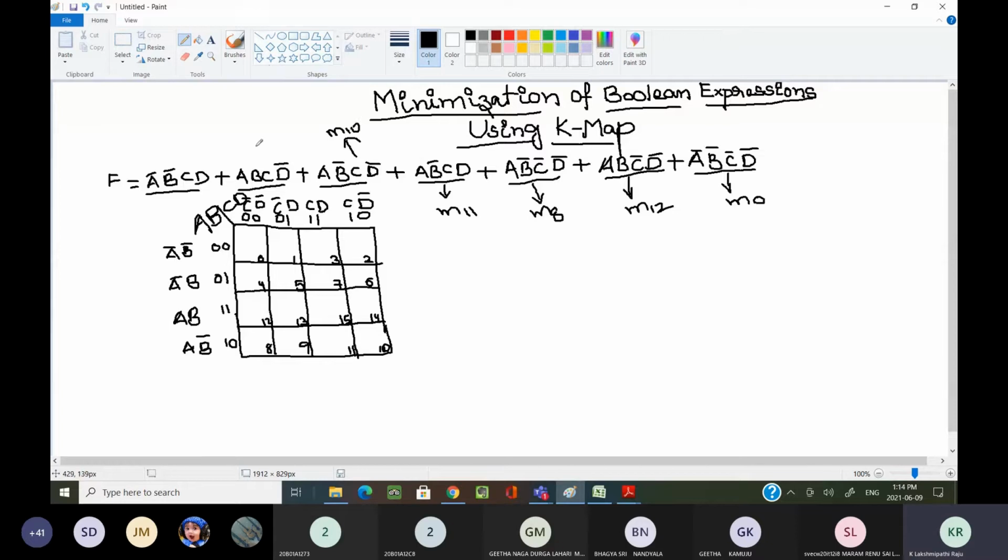Now 1110 is nothing but min term 14. Now 0011 is nothing but min term 3.